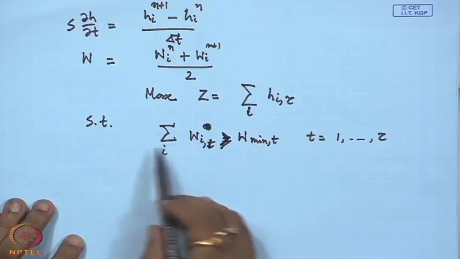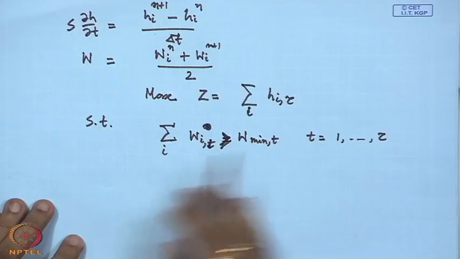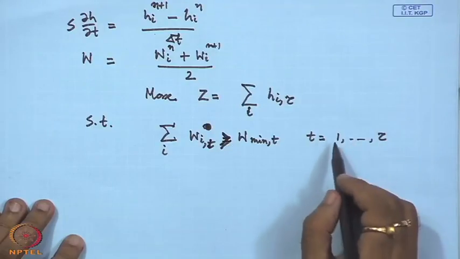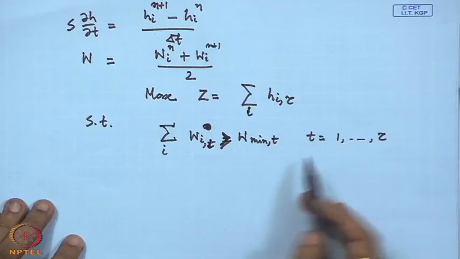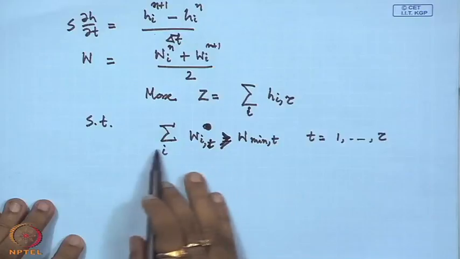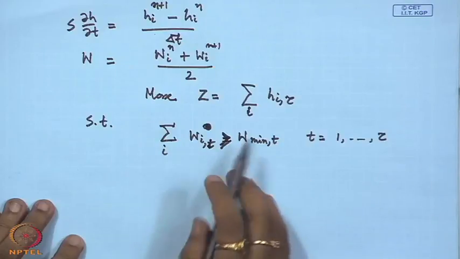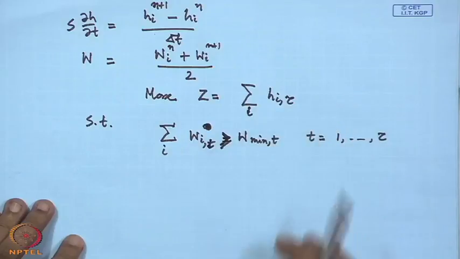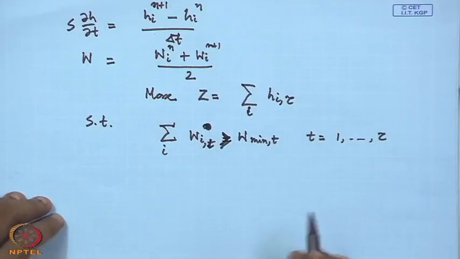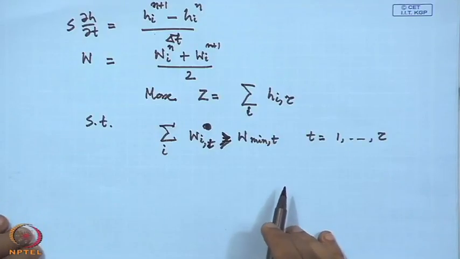And we have this constraint that for each time period or management period, the total pumping should be greater than our minimum value of pumping.